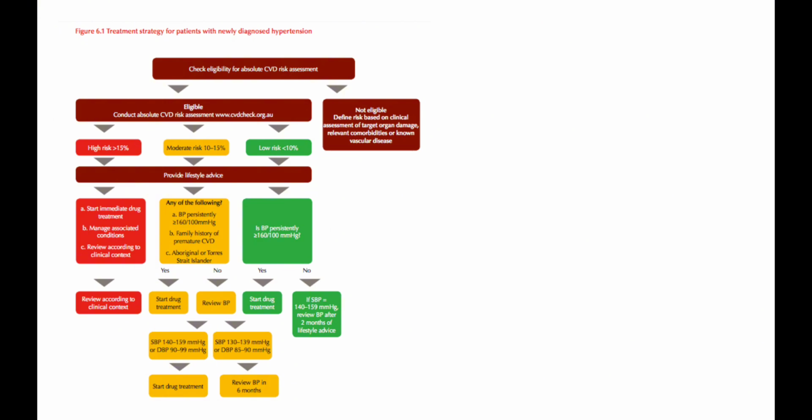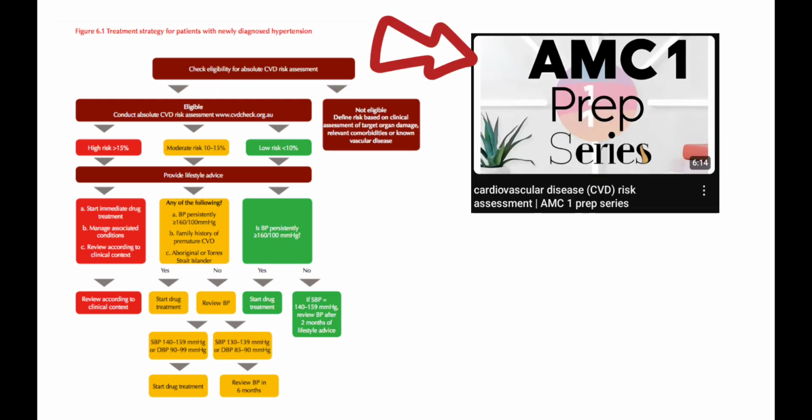Treatment strategy for patients with newly diagnosed hypertension is the most important thing that you should know. First, see if the patient is at risk of cardiovascular disease or not. If you don't know how to do cardiovascular risk assessment, then go and watch this video. In cardiovascular risk assessment, we categorize them into low, moderate, and high risk. Then our first goal is to advise lifestyle modification, and if the patient's blood pressure still remains higher than 140/90, then we will start them with a single drug at a low dose.